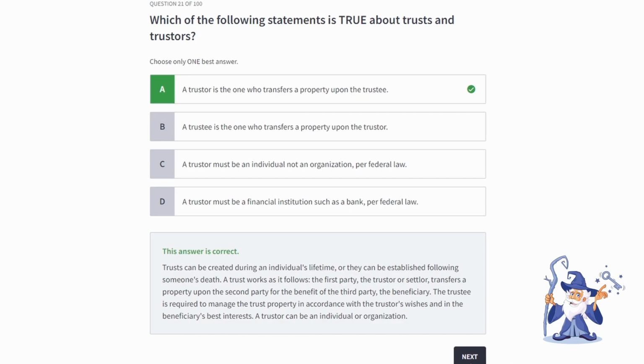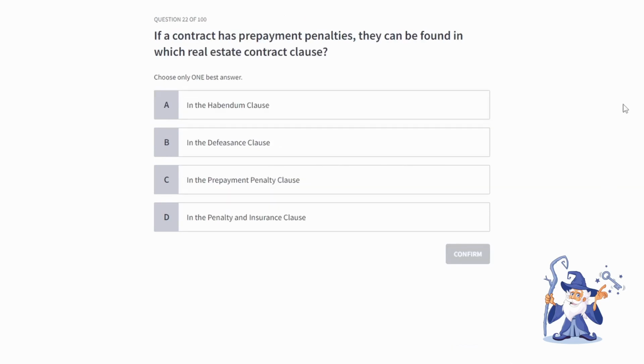All right, next one. Question number 22. If a contract has prepayment penalties, they can be found in which real estate contract clause? A, in the habendum clause, B, in the defeasance clause, C, in the prepayment penalty clause, or D, in the penalty and insurance clause. So go ahead and think that one over.